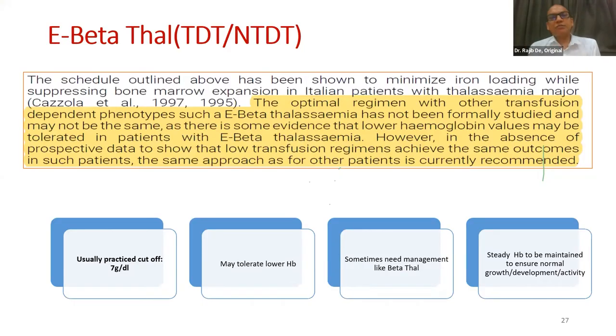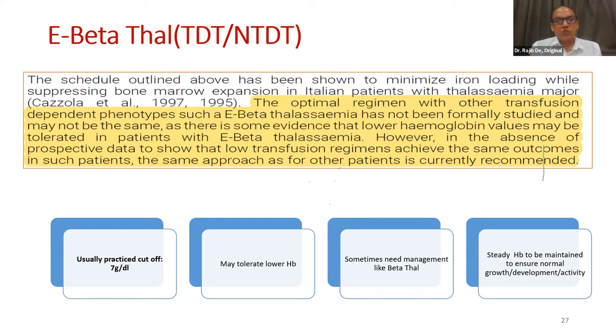For E-beta thalassemia or for NTDT, there is no strict cutoff. TIF has mentioned that if the hemoglobin is less than 5, then we should transfuse, or if the patient has other indications for transfusion. And we have seen that if we maintain a hemoglobin of 5, patients definitely develop other complications like facial deformity, extramedullary hematopoiesis, and defects in growth and development.